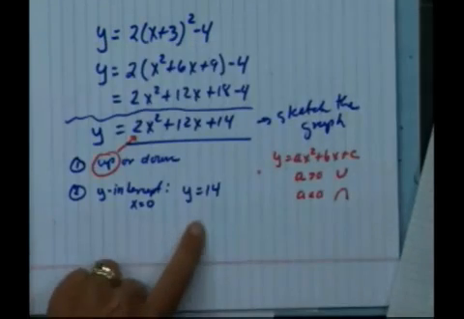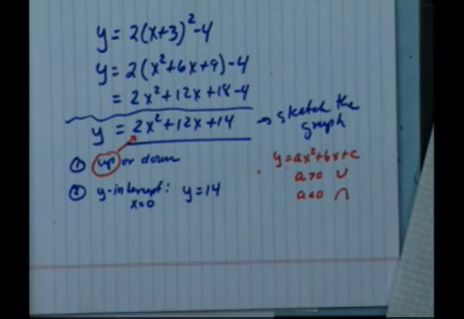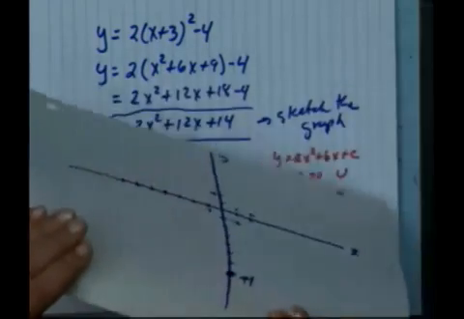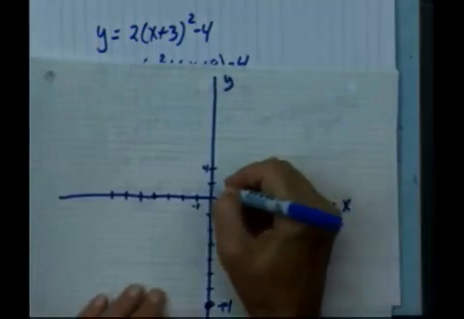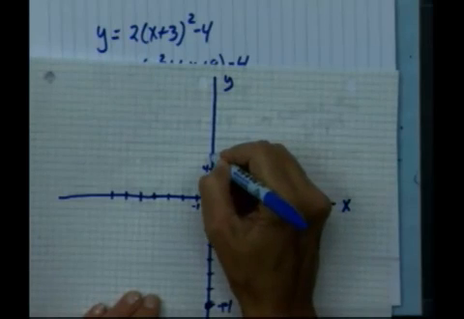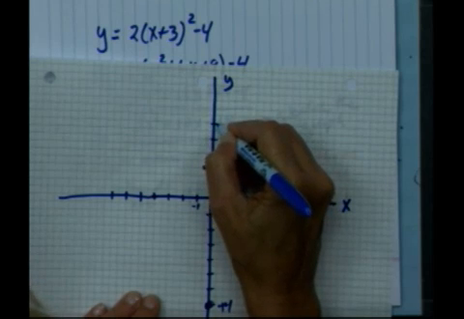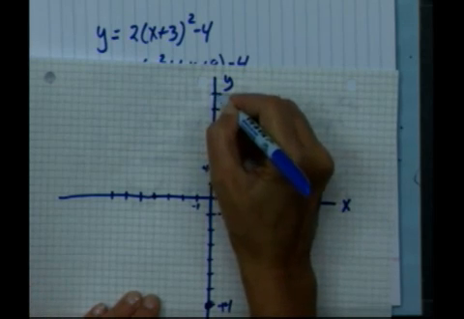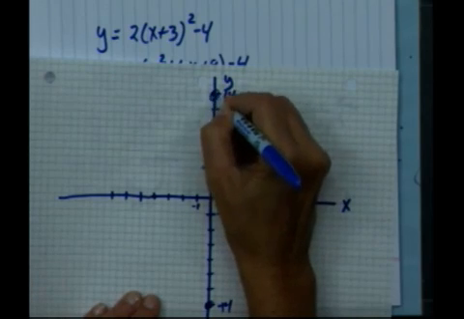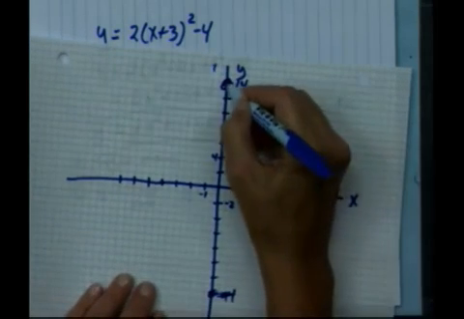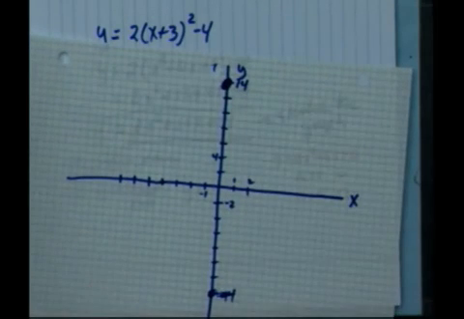All right, so we got the y-intercept as, oh, I put it in the wrong place. It's positive 14. 2, 4, 6, 8, 10, 12, 14. Okay, there it is. 14 is the y-intercept.